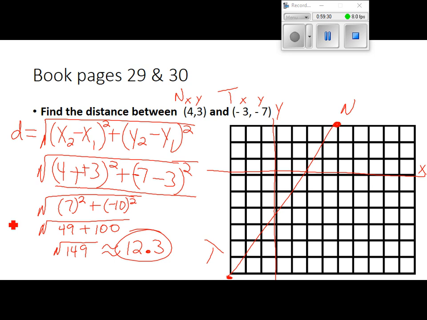Again, if you have a calculator, just type all that in just like it is right there. Once you get that answer, which would be 149, then just take the square root of 149 and get that. I would not try to type in the square root and all that other stuff all at once. Do it in two steps. Otherwise, sometimes the calculator messes up and doesn't understand what you're wanting.